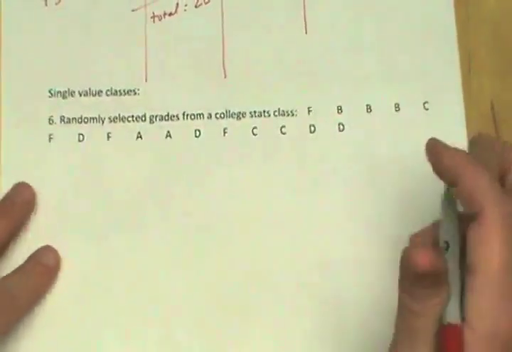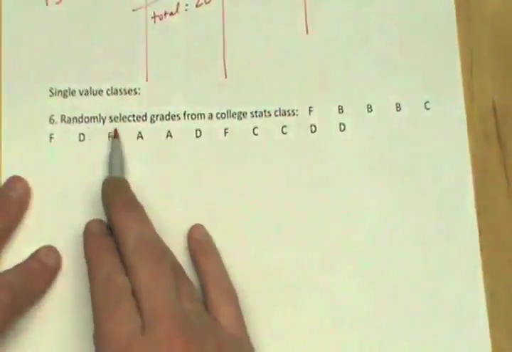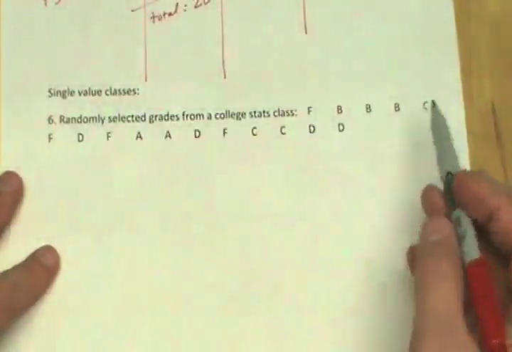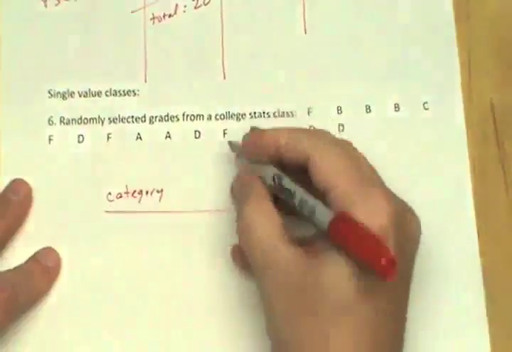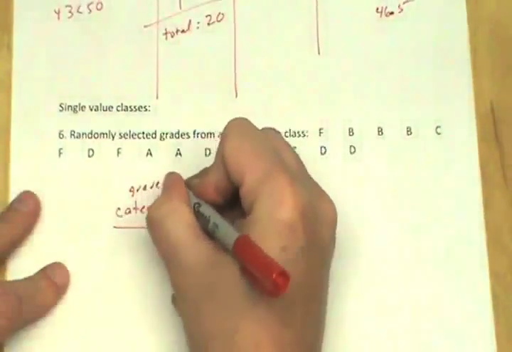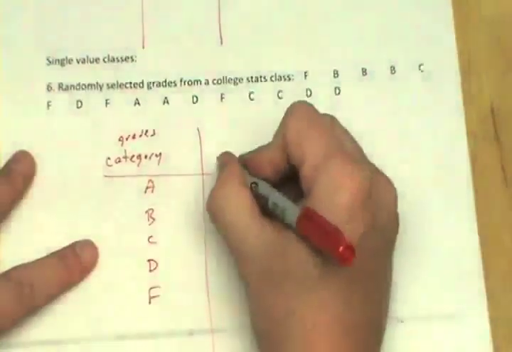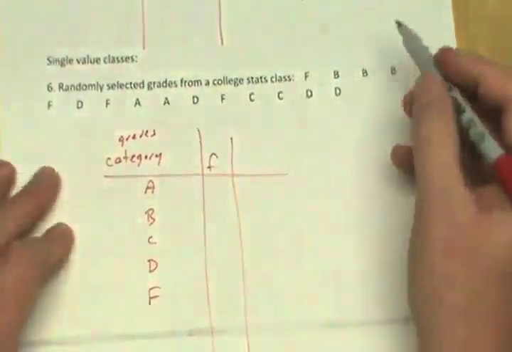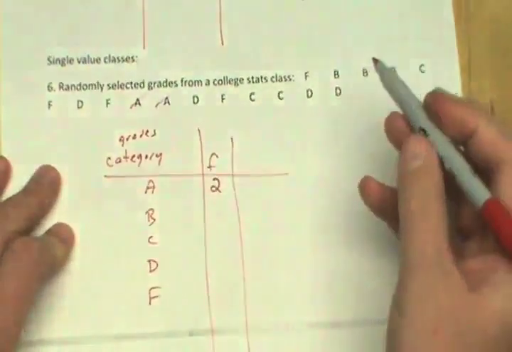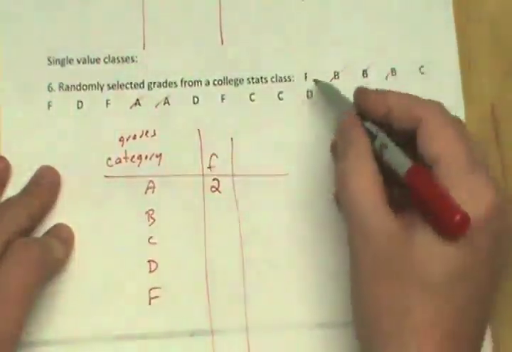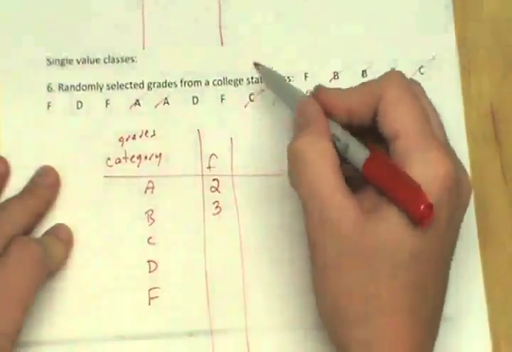Single value classes. This is an interesting topic where basically the class itself only has one value in here. Let's say these are randomly selected grades from a college stats class, anything A through F. When we go to do the category, in this particular case, the category would be like grades. We're just going to say A and B and C and D and F. And then everything kind of flows very nicely like we normally would. How many A's? So we go through and see 1 and 2 A's. Oh, I wouldn't want to be in that class. Well, how many B's? 1, 2, 3 B's. We have 1, 2, 3 C's.